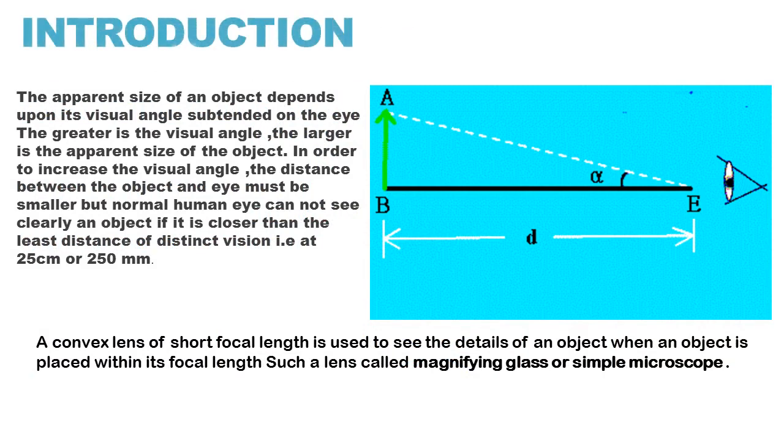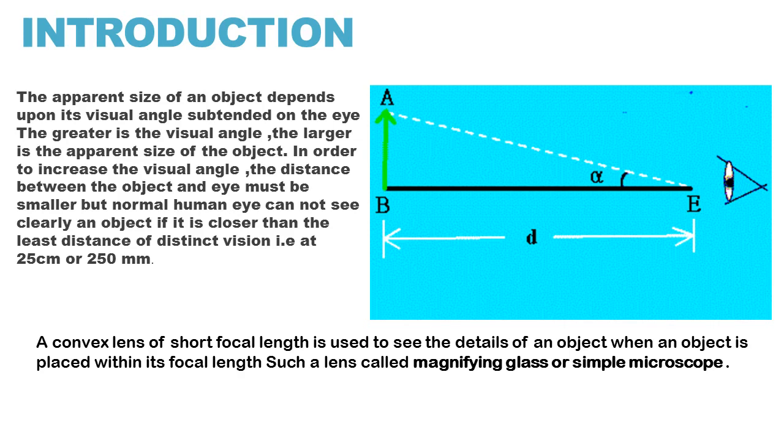Introduction. Whenever any object AB is placed at a distance D, which is least distance of distant vision from an eye, it subtends an angle directly on an eye called visual angle and is denoted as alpha as shown in the diagram. The apparent size of an object depends upon its visual angle subtended on the eye. The greater is the visual angle, the larger is the apparent size of the object.